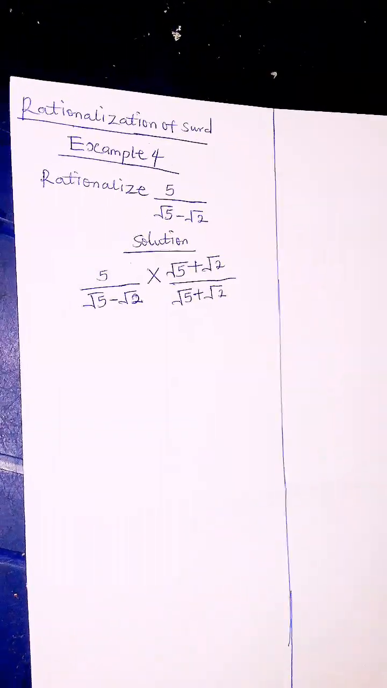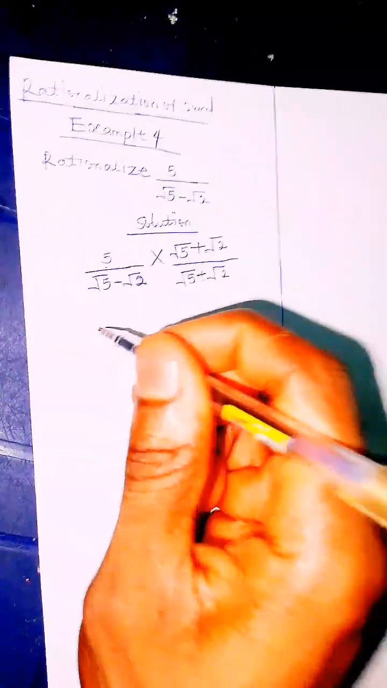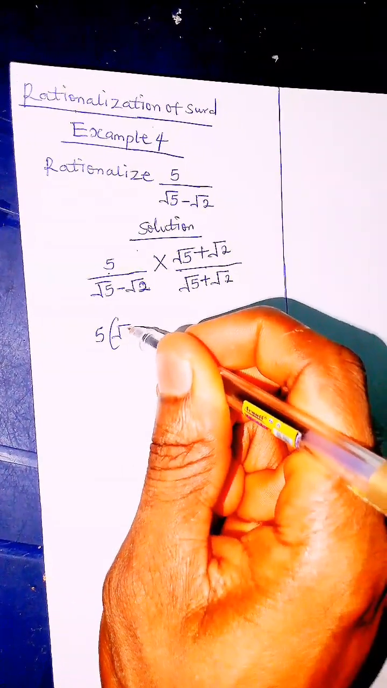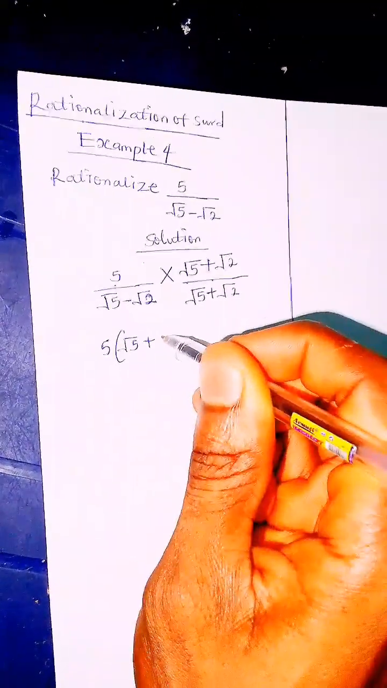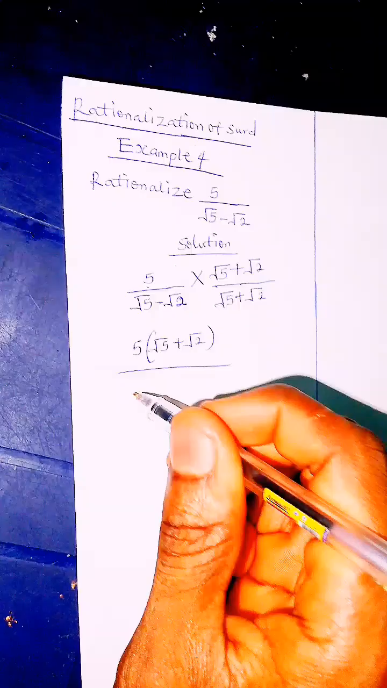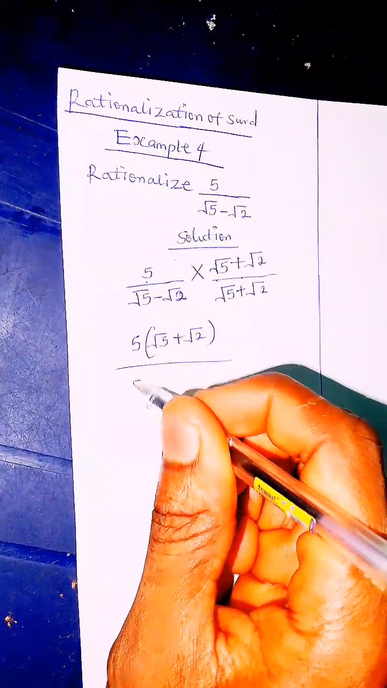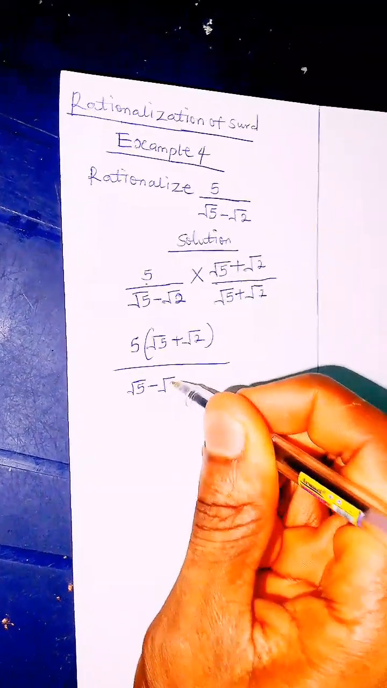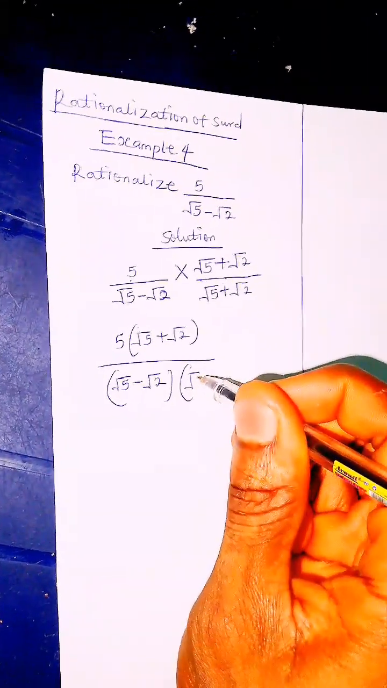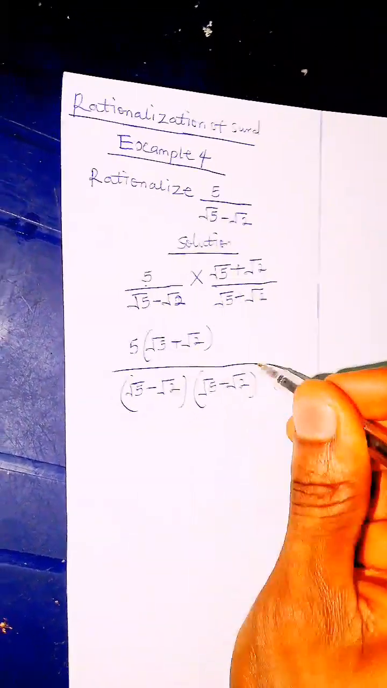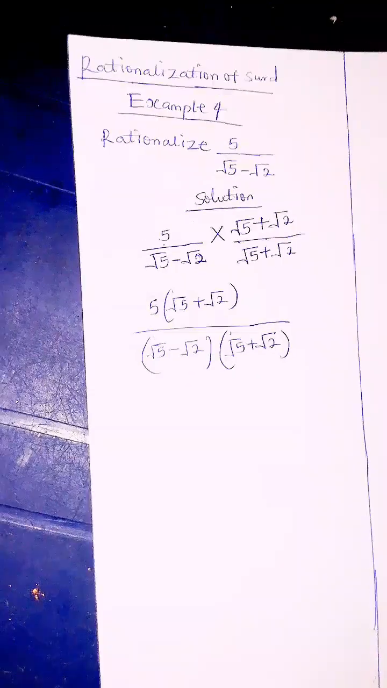So we have this times this, we have 5 root 5 plus root 2 over root 5 minus root 2, times root 5 plus root 2. We have something like this.